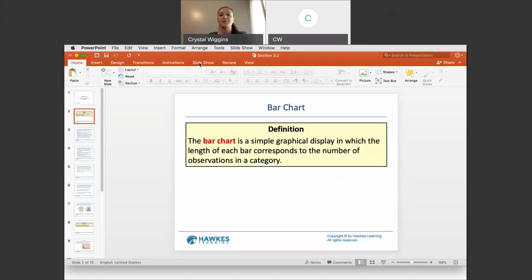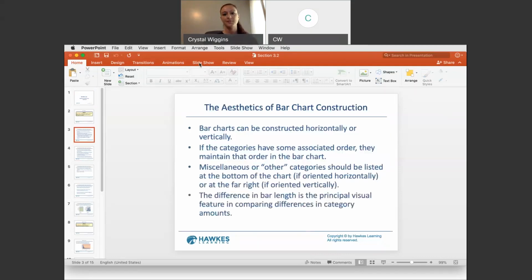So let's explore. A bar chart, which you most likely have seen quite often, is a simple graphical display in which the length of each bar corresponds to the number of observations in a category. So things you need to be aware of: you may have seen bar charts before, but what you may not have paid attention to is what are good qualities of a good bar chart and what can make a bar chart misleading or poor.